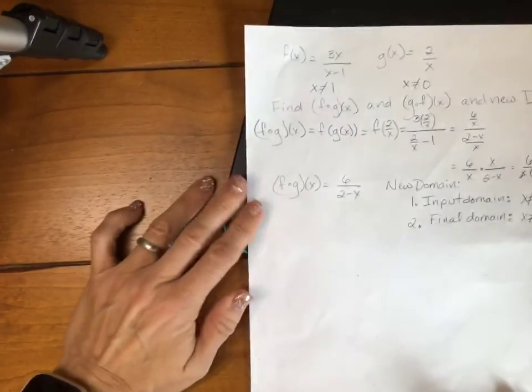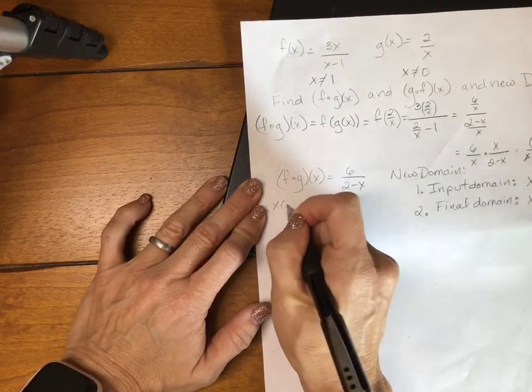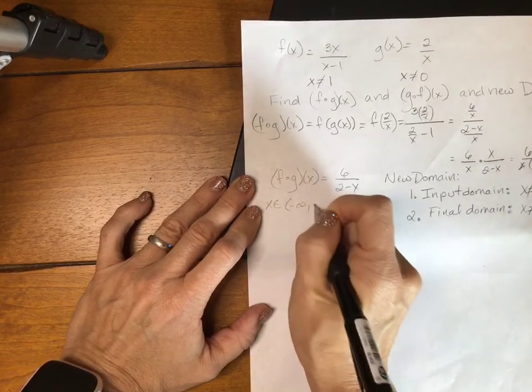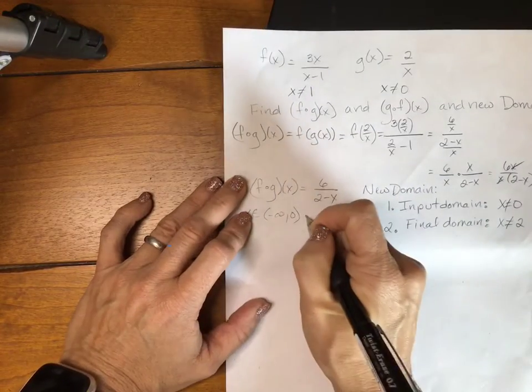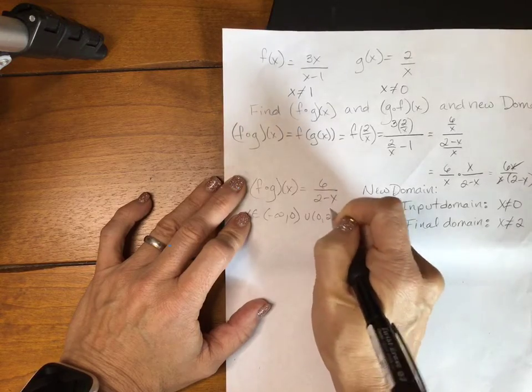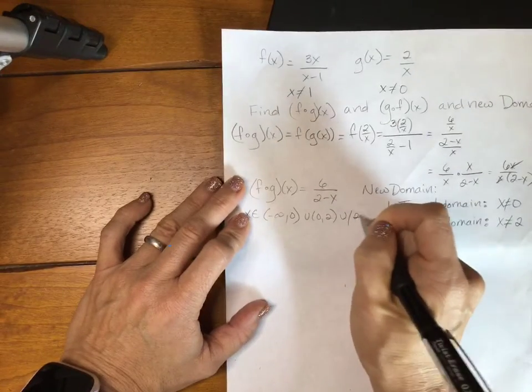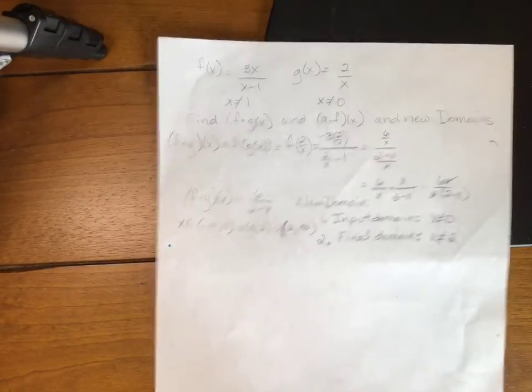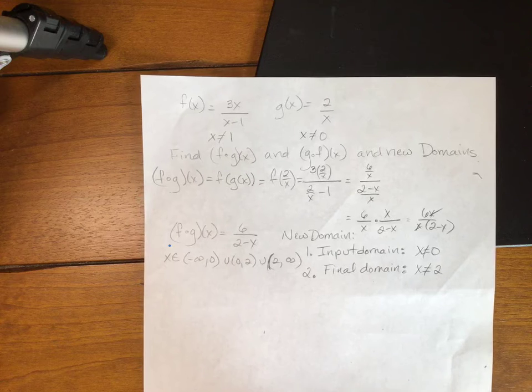So my new domain, if I put it in interval notation, is x is a set of negative infinity to 0, union 0 to 2, union 2, oops, that should be a parenthesis, to infinity. All right, here's this whole problem 1. At this point, you might want to pause and take notes before we look at the next page or next problem.